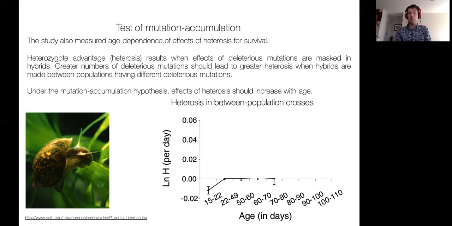So under this mutation accumulation hypothesis, the effects of heterosis should increase with age. And that's exactly what they found in these snails. So there's some positive evidence for the mutation accumulation hypothesis.